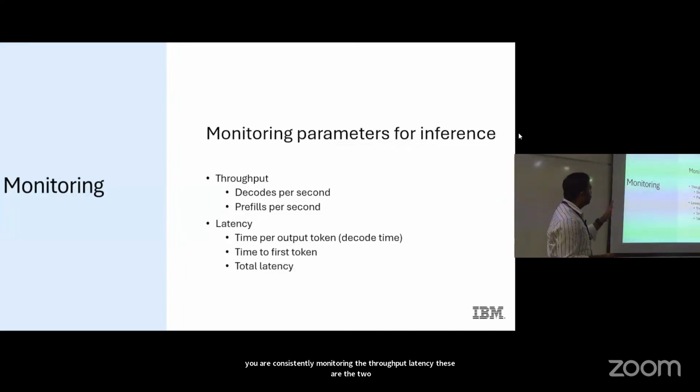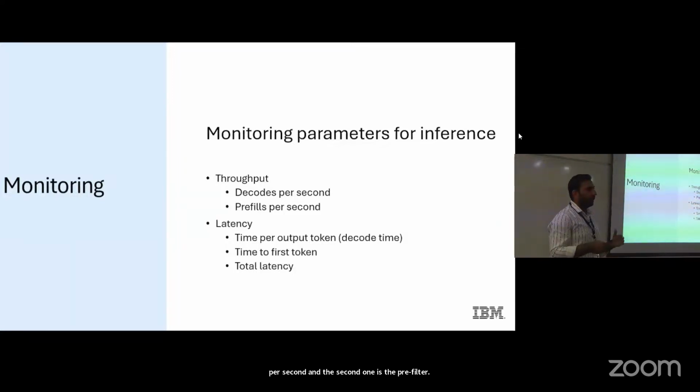And in the throughput itself, we have two metrics. First one is decode per second, and the second one is prefill per second. As I said, prefill is a very compute intensive task, so it depends on the GPU hardware, and decode is a memory intensive task. Okay, so both will be much different. And you have latency.